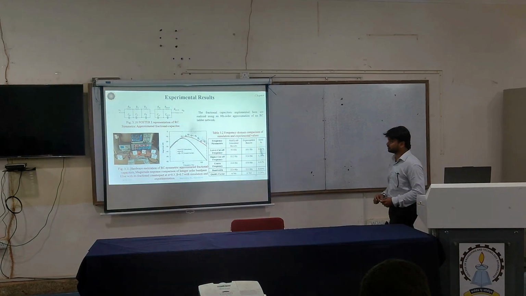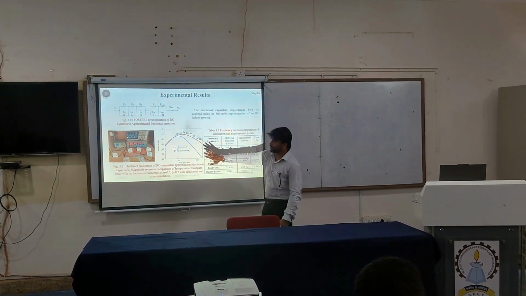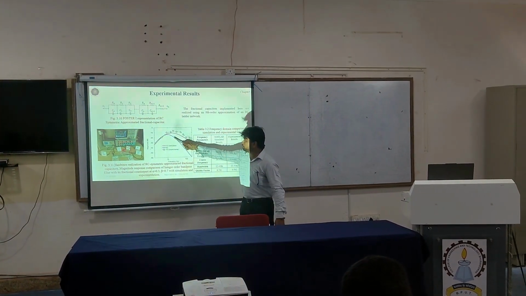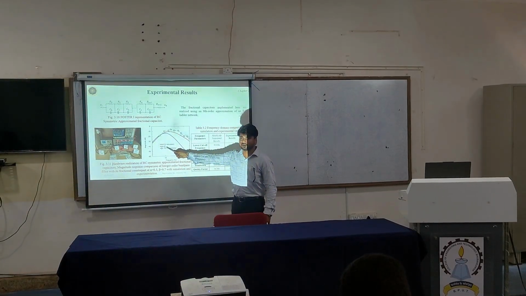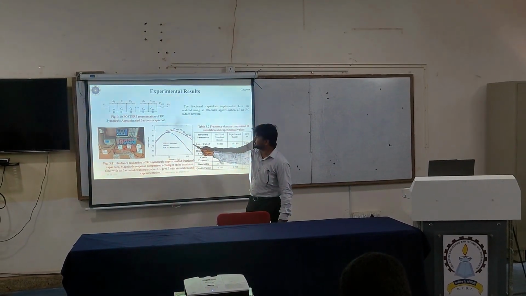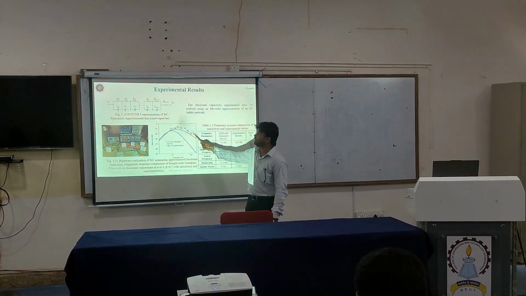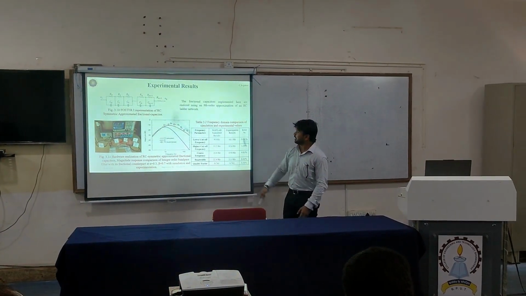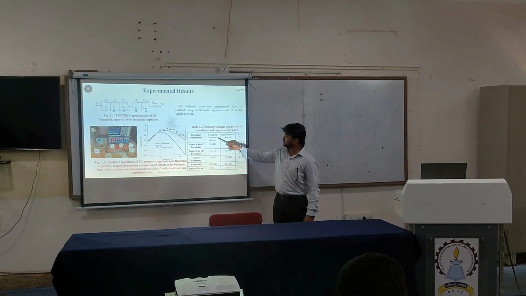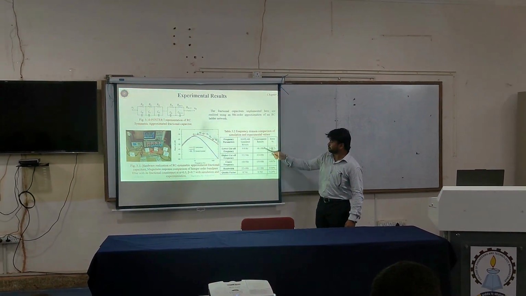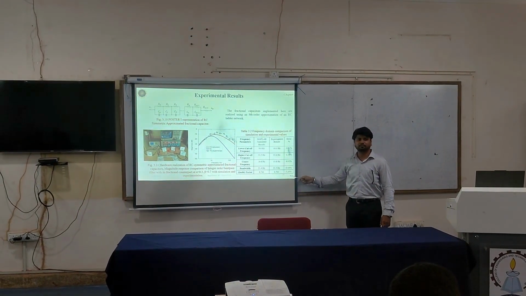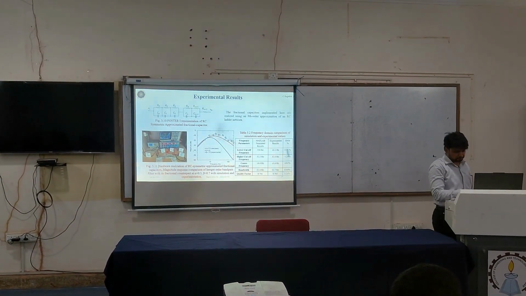Now these are the experimental results, where this is the experimental frequency domain result. The blue one shows the integer order filter, the red one shows the fractional order filter, and the black one shows the experimentally designed fractional order filter. And these are the frequency domain parameters, the MATLAB simulated values, experimental results, and the corresponding error percentages.